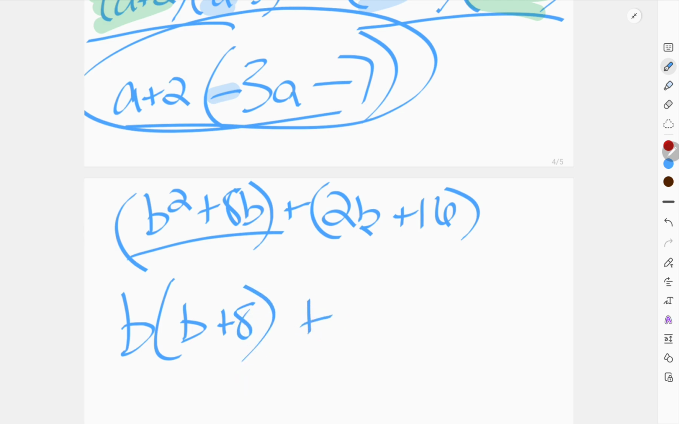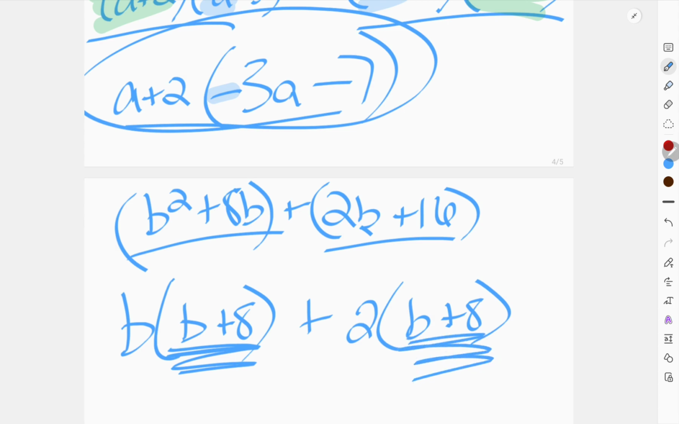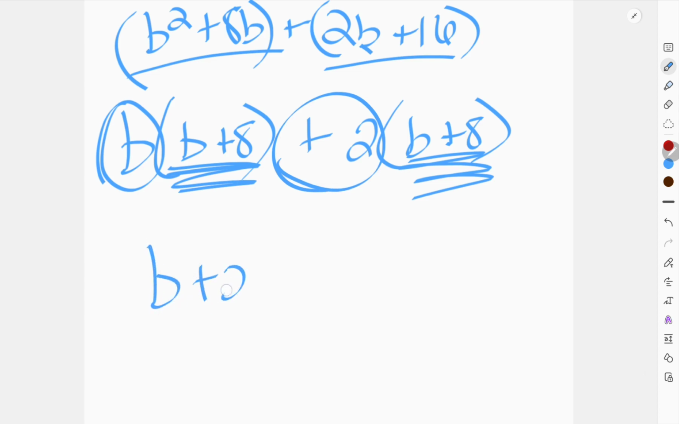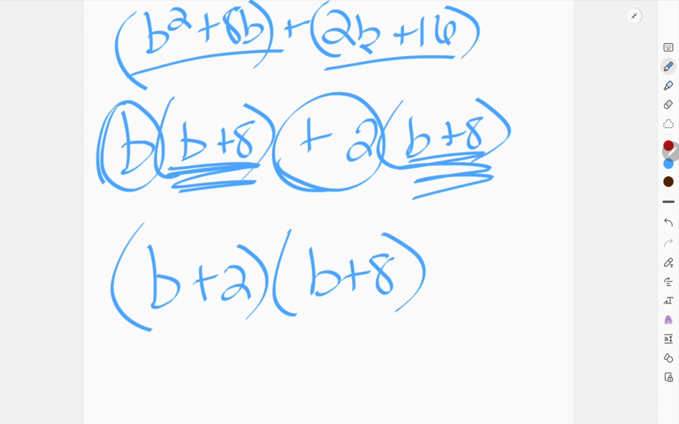Bring my addition sign. What's common between 2b and 16? The answer is 2. Leaves me with a b plus 8. Now what is common? I have b plus 8 and b plus 8 in both of them. So I'm going to take this b, add it to that 2, b plus 2 times b plus 8. The answer is the same thing as if you were to do the FOIL method from here.